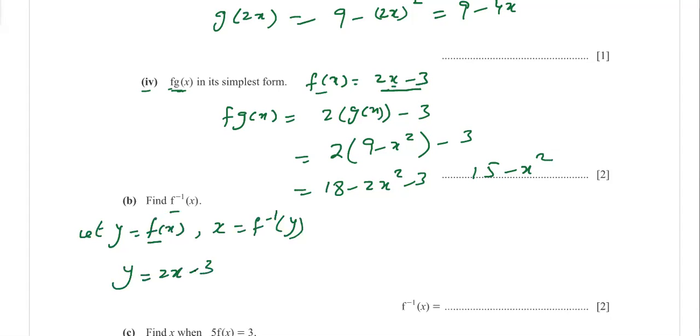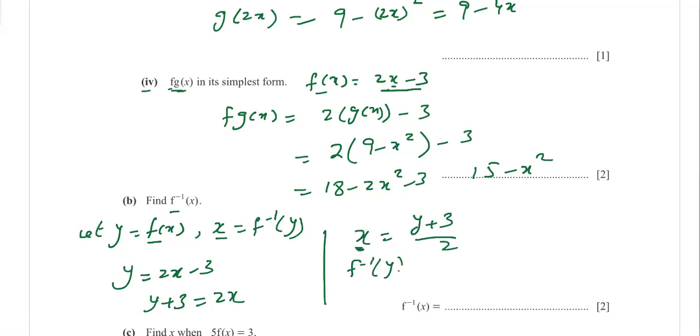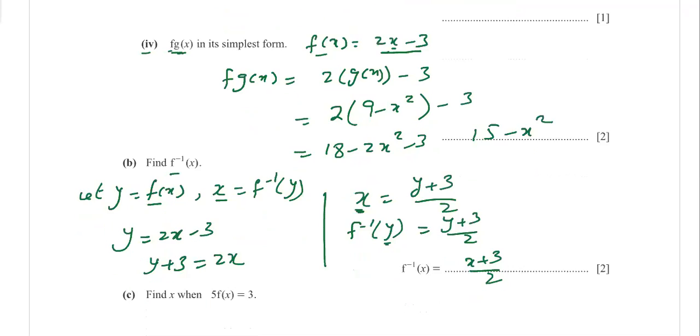equal to 2x minus 3. Now from here you have to separate x. So it will become y plus 3 equals 2x. And then what will be x? X will be equal to y plus 3 over 2. Now, what is x? X is equal to f inverse y. So finally replace y with x on both sides, f inverse x will become x plus 3 over 2. That is our f inverse x.